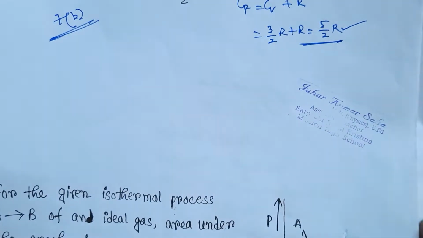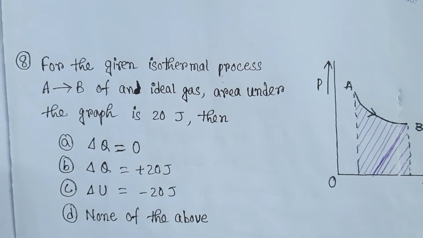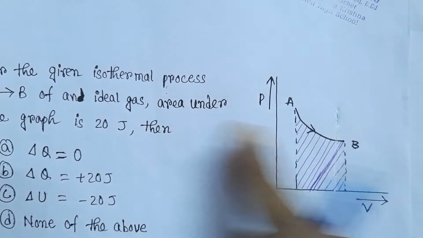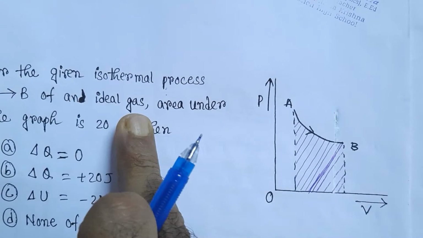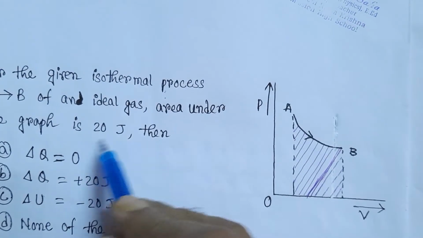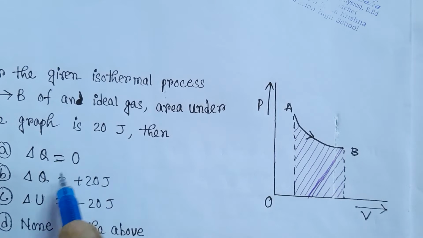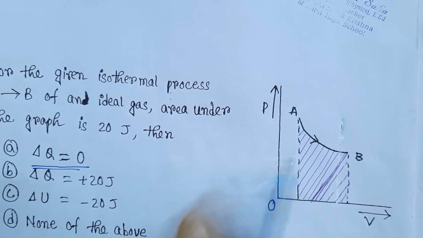Now let us see question number 8. In question number 8, we see the isothermal process A to B of an ideal gas. The area under the graph is 20 joule. Then what is the value of del Q?